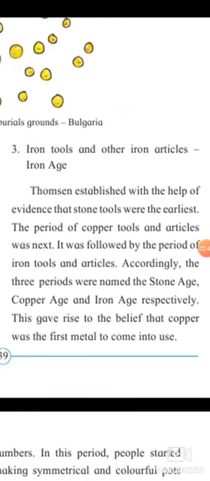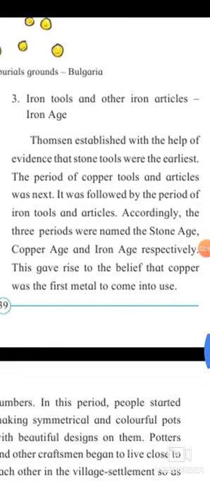The period of copper tools and articles was next, so he classified copper as the next stage. It was followed by the period of iron tools and articles, and he classified that as iron. Accordingly, three periods were named: the stone age, copper age and iron age respectively. This gave rise to the belief that copper was the first metal to come into use. So we may clearly say that copper was the first metal humans used.